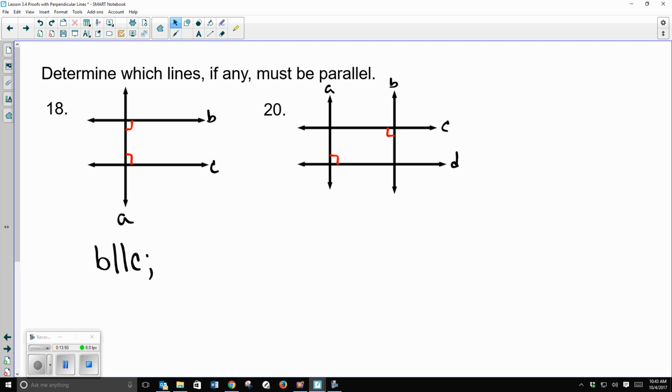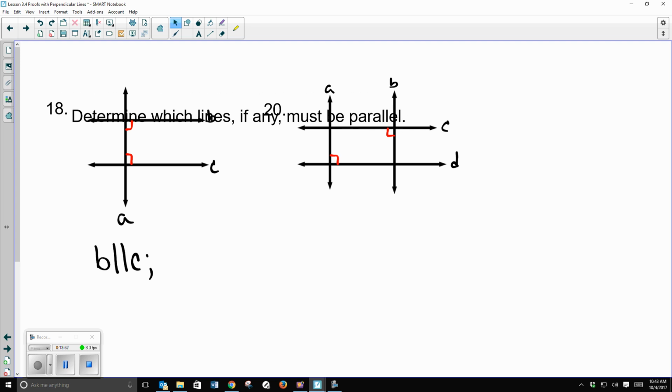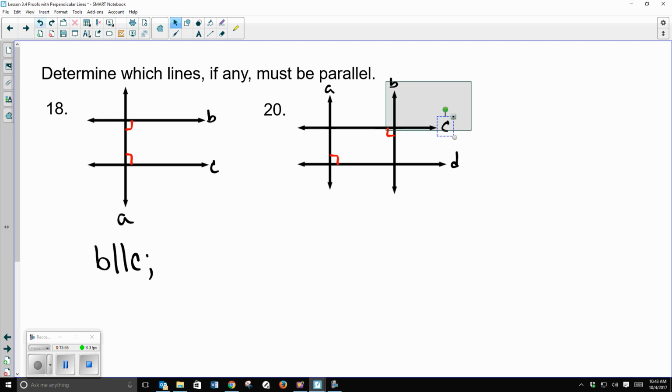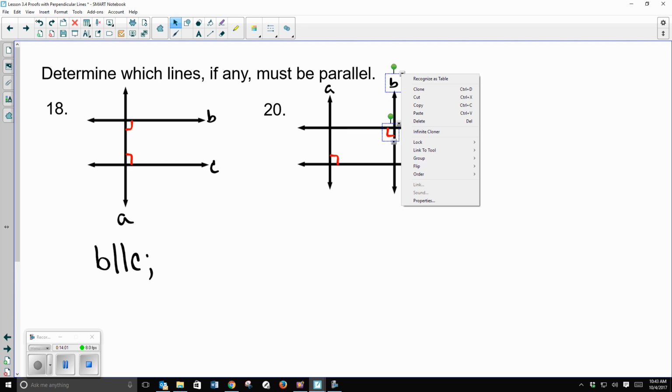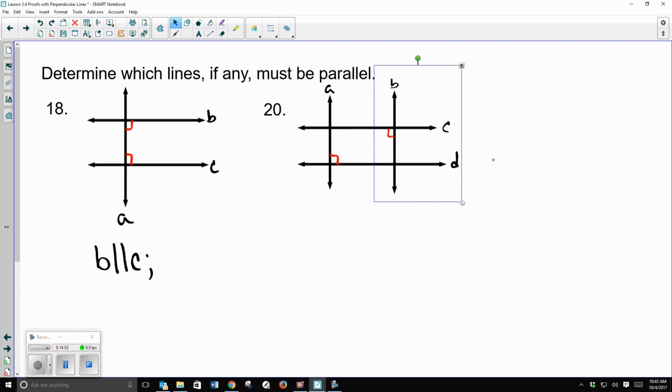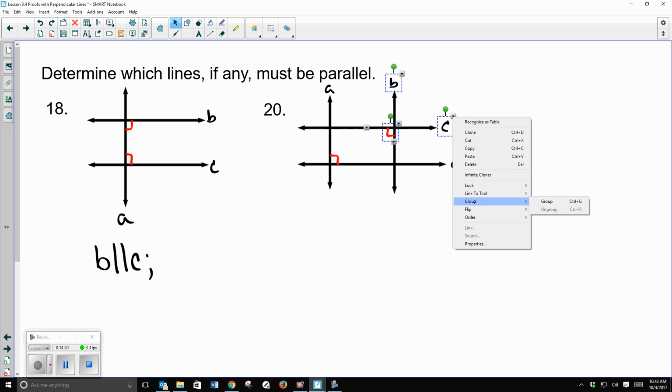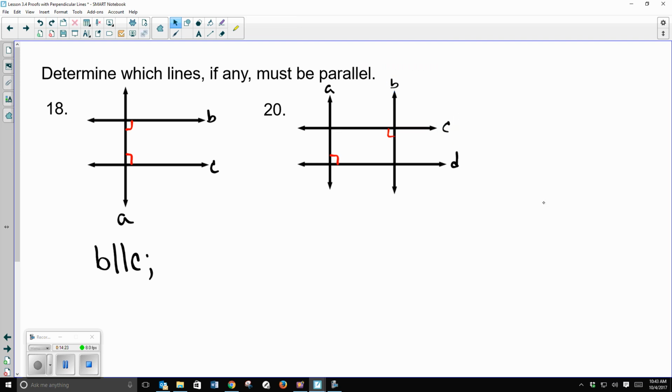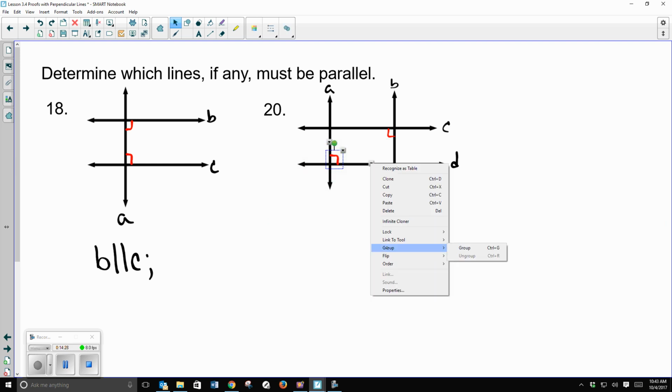Let's see if I can make this happen here. I'm going to lock these two in because we know for sure that that's a 90-degree angle. And then I'm going to try to lock these in. I'm not going to be able to include the letters, but that's okay.